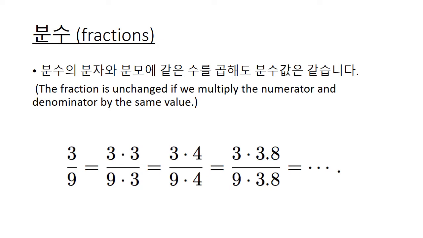The reason that all of these fractions are the same is that any number divided by itself is equal to 1. So basically 3 over 3 equals 1, 4 over 4 equals 1, and 3.8 over 3.8 equals 1. So what we're doing here is we're multiplying 3 over 9 by 1, so the value of the fraction does not change.